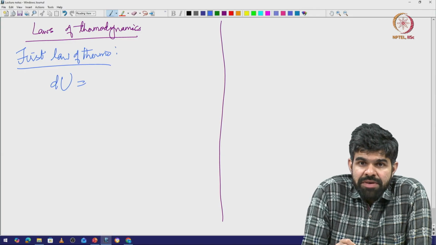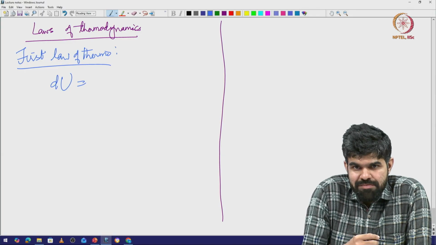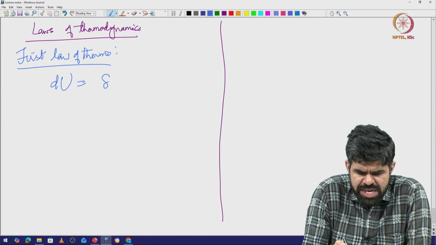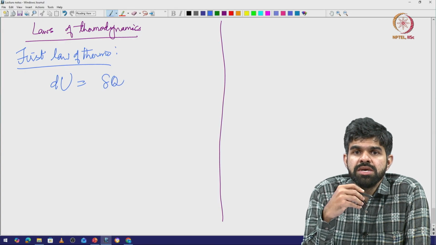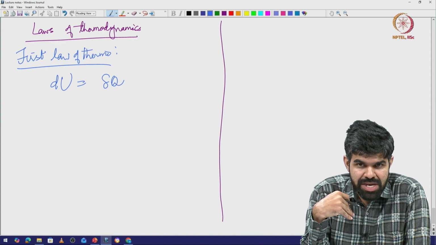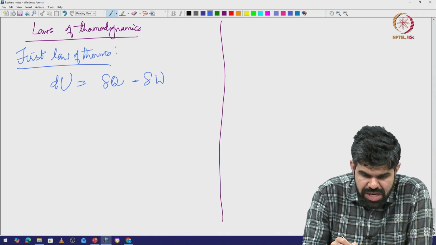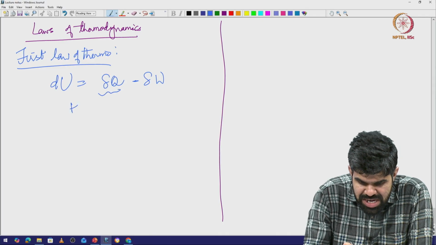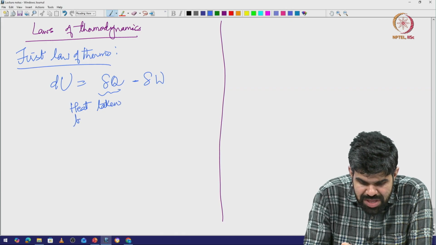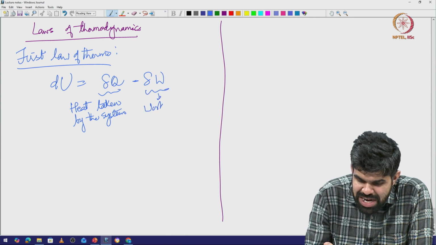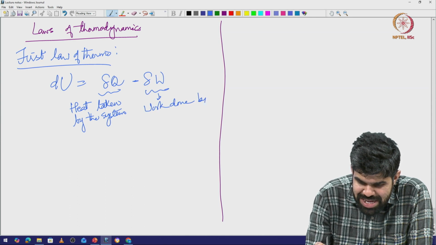Okay. The way I can lose or gain this energy is either through heat, either my system is taking heat from the surrounding, right, or it is doing work on the surrounding, right. So this is heat taken by the system and this is work done by the system.